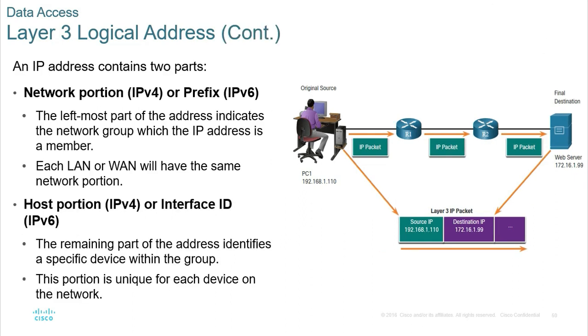An IP address contains two parts. The first part is the network portion, or in IPv6 we call it the prefix. This network portion indicates whether a particular address is in the same network as the sender or in a remote network. If the two addresses are on the same network, the network portion will be the same. The second part of the IP address is the host or interface ID. This address should be unique for each device on the network.